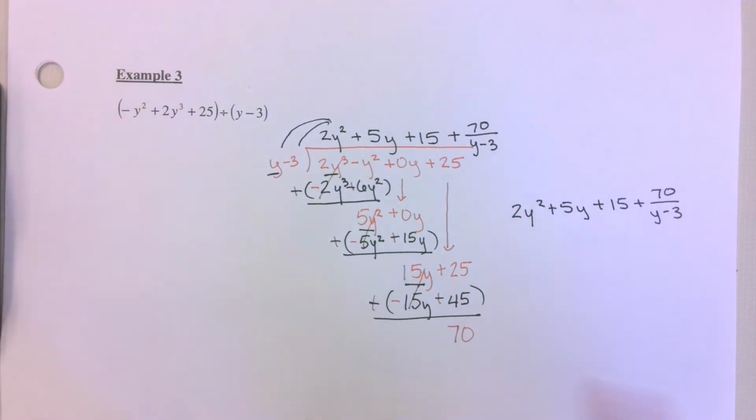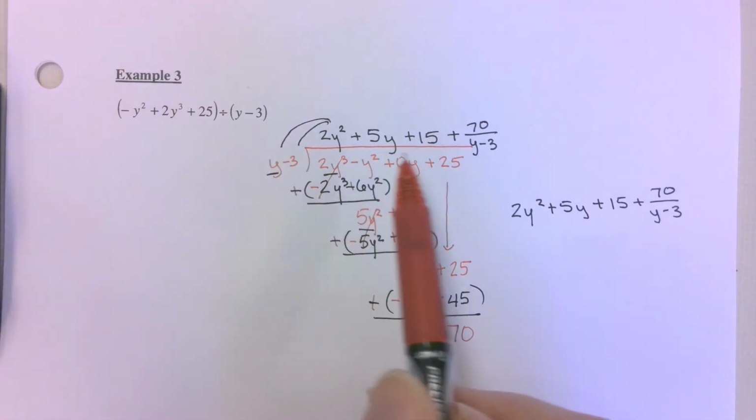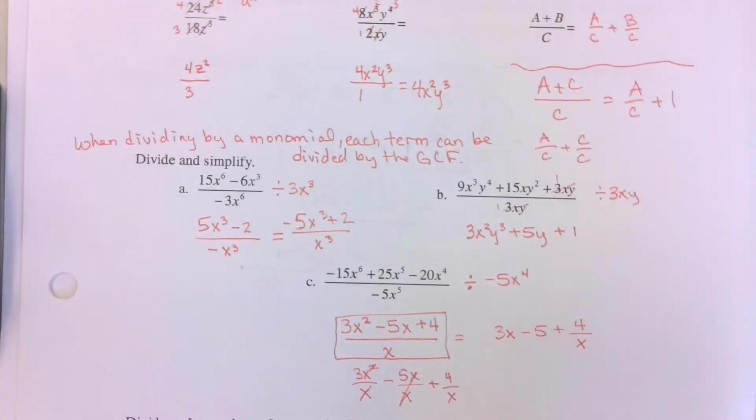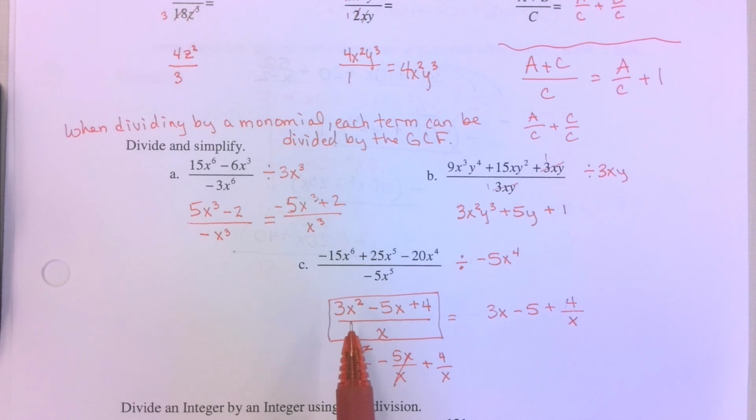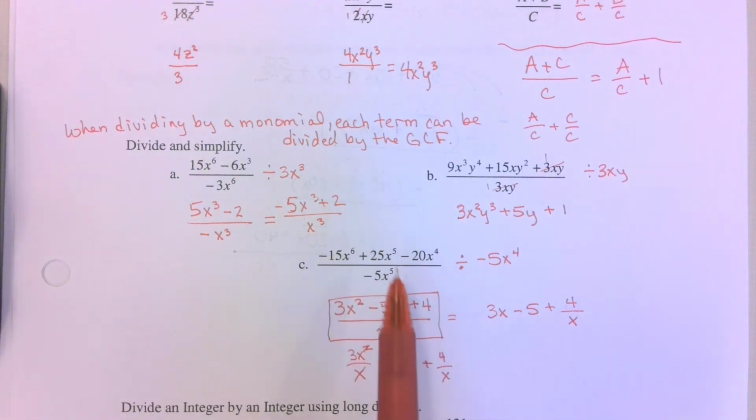The other thing that you want to remember is going back to the beginning. If I'm dividing by a binomial, I'm using the longhand division. But if I'm dividing by a monomial, like these 3 examples here, then I want to go ahead and divide by taking out the GCF.